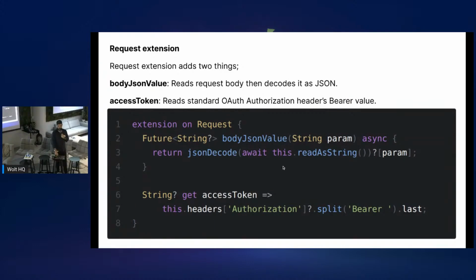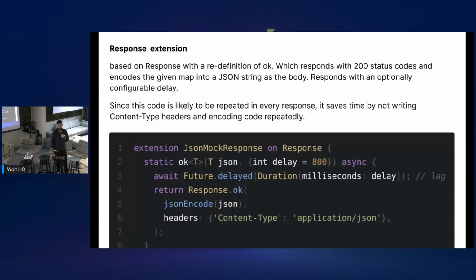And access token, it parses the header, gets the authorization header, splits it from the bearer, and takes the last part, which is used to just get the access token. And the response extension is like a JSON mock response extension on response. So it puts some delay there, and then you can configure it if you want.